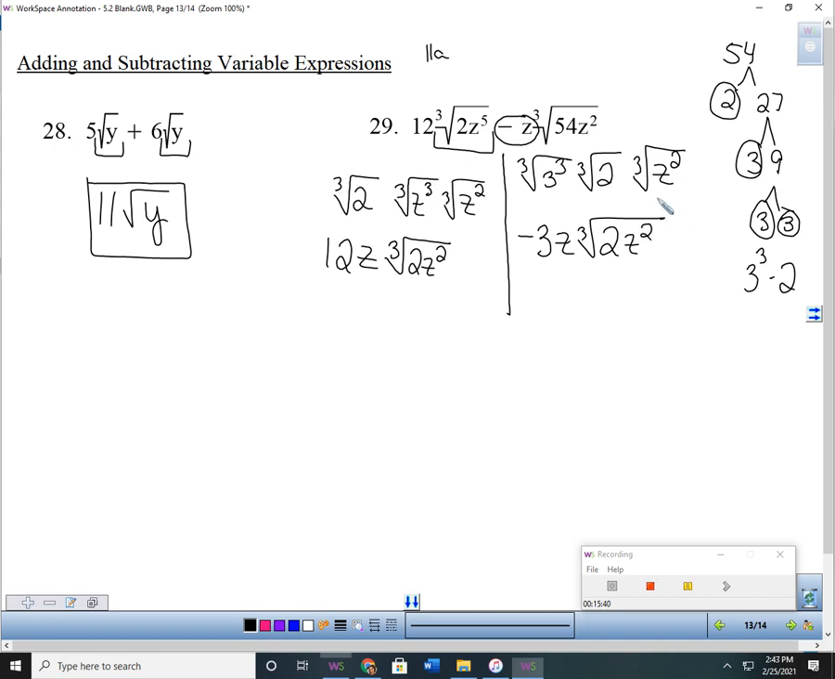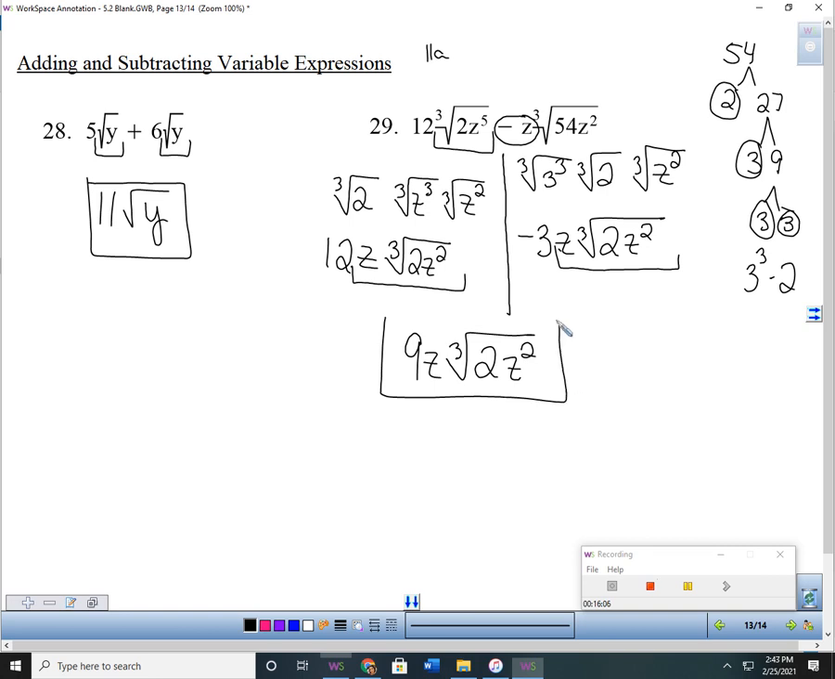So now, see how you're the same? You have z cube roots of 2z squared and z cube roots of 2z squared. So 12 minus 3 is 9, and then you tack that back on because we're just treating it like an object. We now have 9 of the z cube roots of 2z squared.